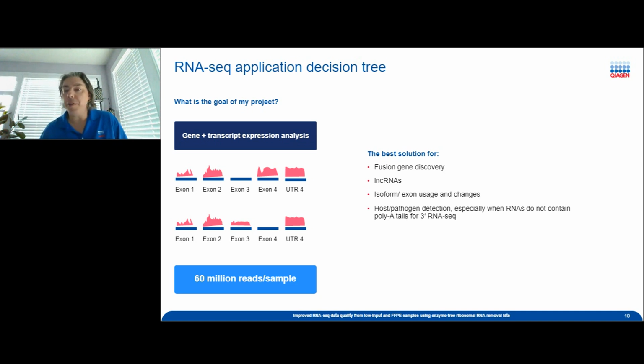And this particular type of library preparation also allows us to do really advanced things like host-pathogen detection, or dual RNA-Seq. This will allow us to look at RNAs that maybe aren't polyadenylated or aren't the best solution for 3' sequencing, especially the microbial content that may be there.